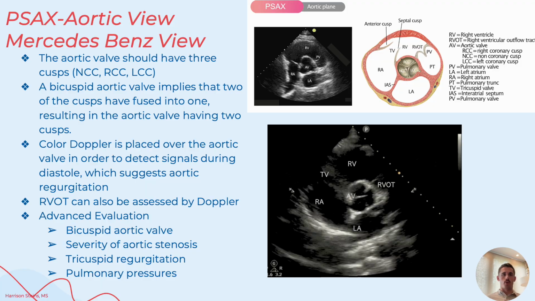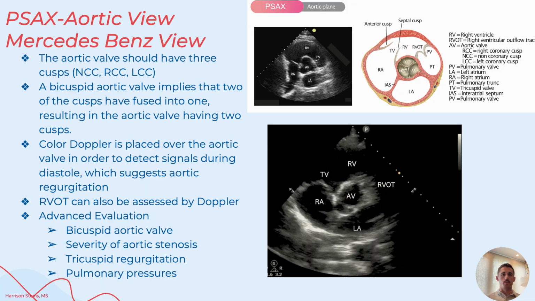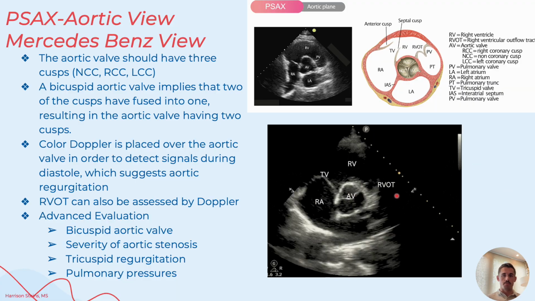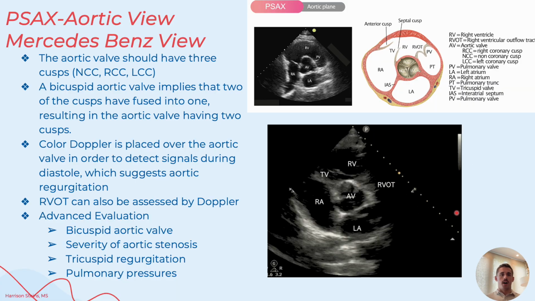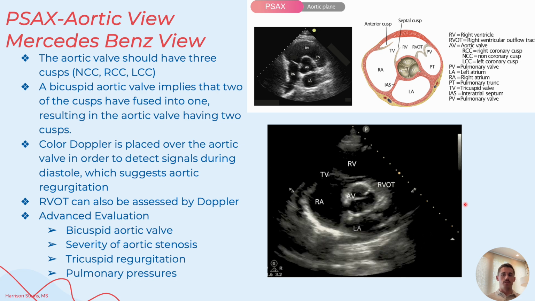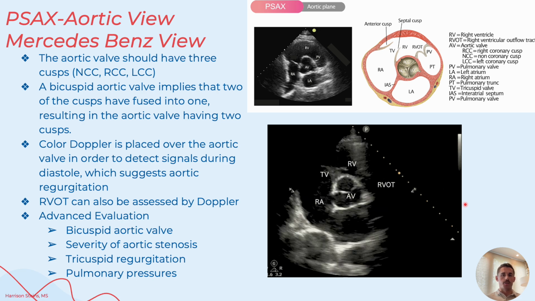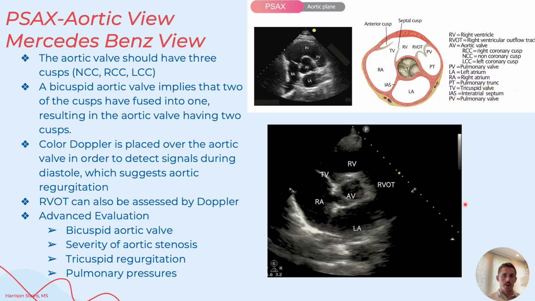Moving on to the aortic view, this is traditionally called the Mercedes-Benz view. It's called the Mercedes-Benz view because we're making that Mercedes-Benz sign right here. That's showing us that we do have 3 leaflets. So we have the right coronary cusp, the left coronary cusp, and the non-coronary cusp.